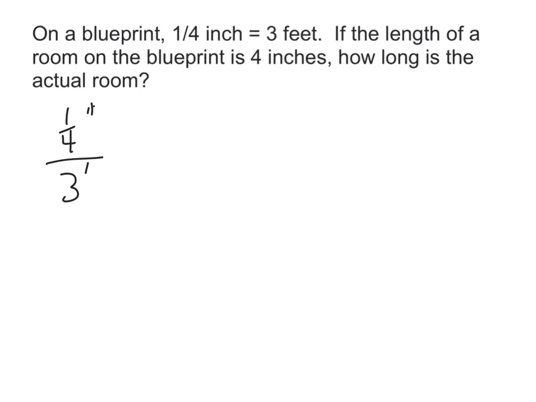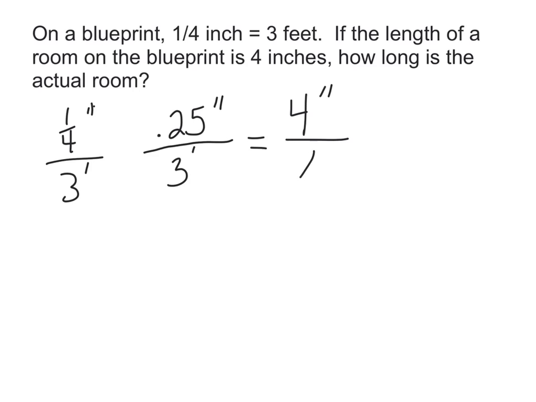Now, 1/4 of an inch, I'm going to change that to a decimal. So 1/4 as a decimal is 0.25. And if you don't remember how to do that, make sure you check with me, and then I can help you with that. And then 3 feet is at the bottom. So it says the length of the room on the blueprint is 4 inches. So we're going to create that proportion where 4 inches is the top number, and I want to know how long the actual room is. So I'll put L for length for my variable.